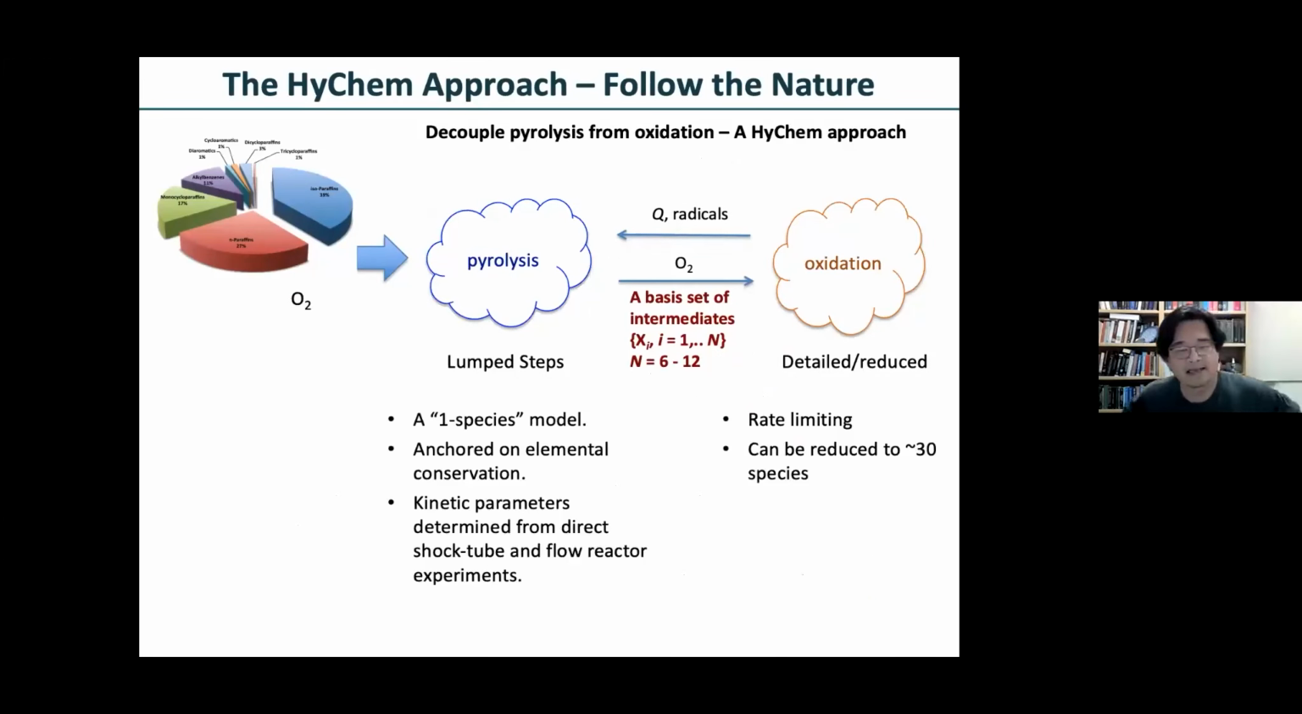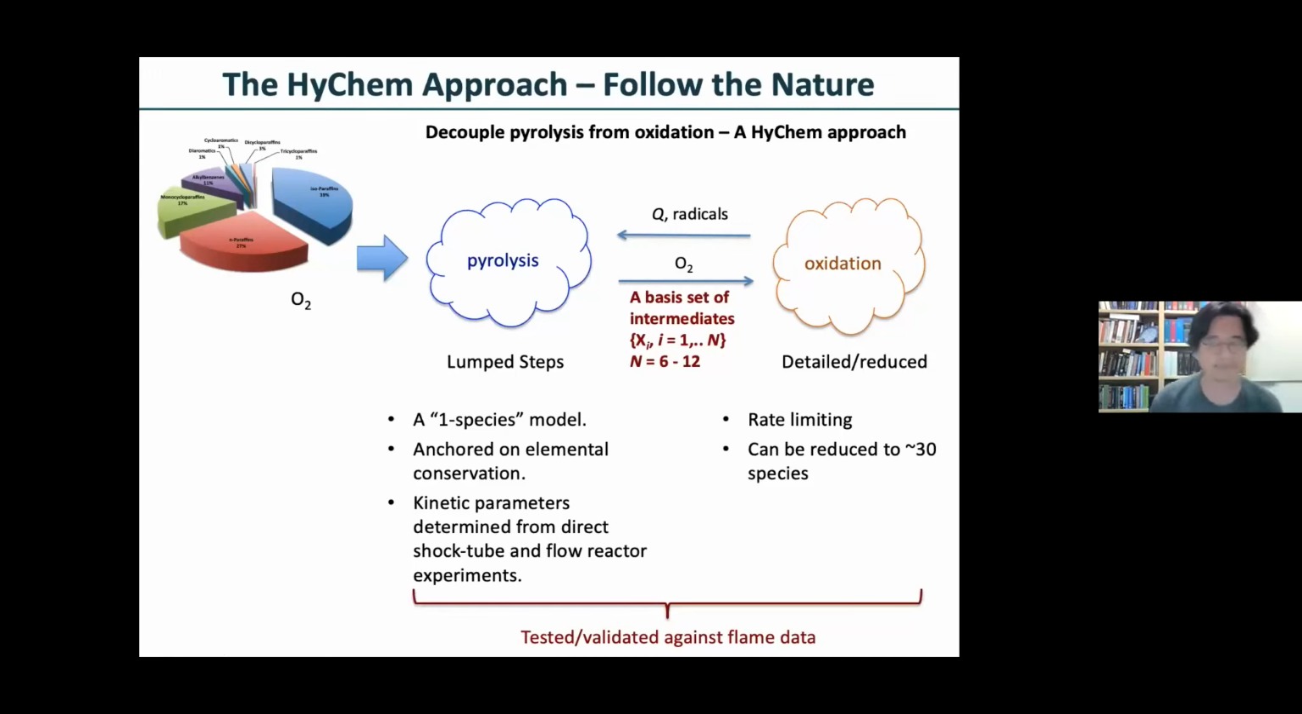All right, all that said, how did we do this? Real fuel, pyrolytic process, producing those intermediates. This is a one-step lumped reaction model. It's anchored on elemental conservation and kinetic parameters, including those stoichiometric parameters, alpha, beta, gamma, which will have to be derived from experiments. Once you have these pyrolytic products, their reactions are rate limiting, and you need to now switch to a detailed model. And this detailed model can be reduced to about 30 species. For that reason, the final HyChem model is about 30 species for a real fuel. You never need to have anything more than that.